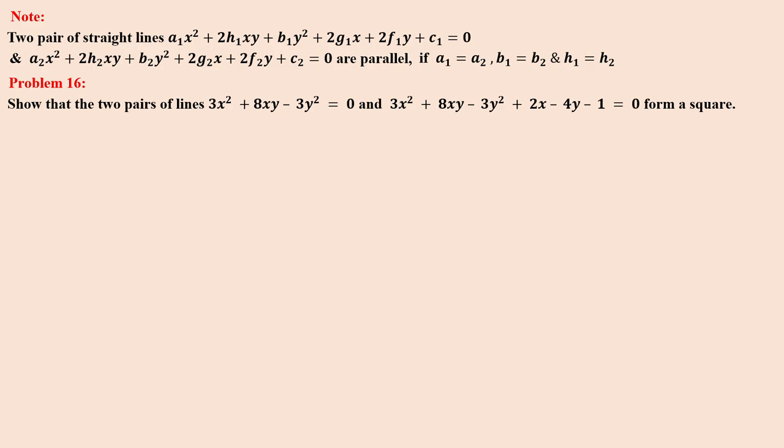Next problem. Show that the two pair of lines 3x square plus 8xy minus 3y square equal to 0 and 3x square plus 8xy minus 3y square plus 2x minus 4y minus 1 form a square.